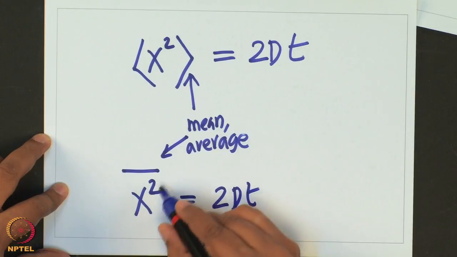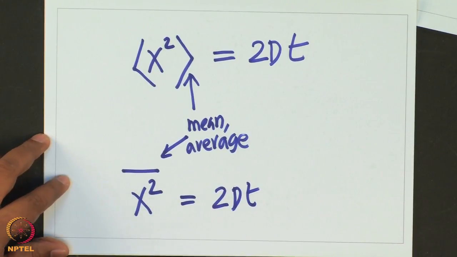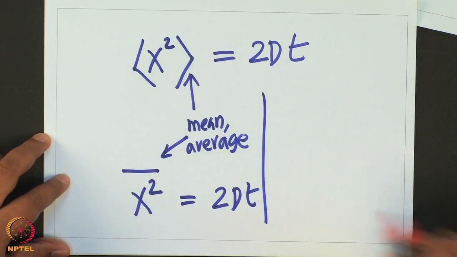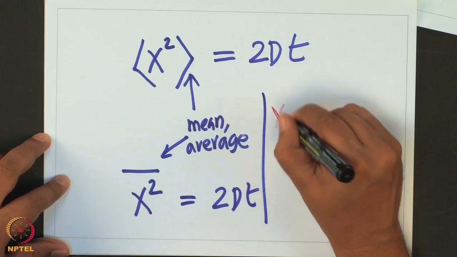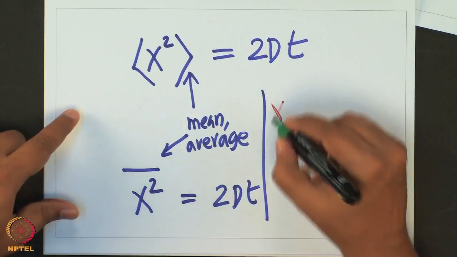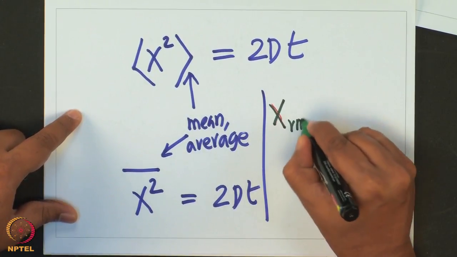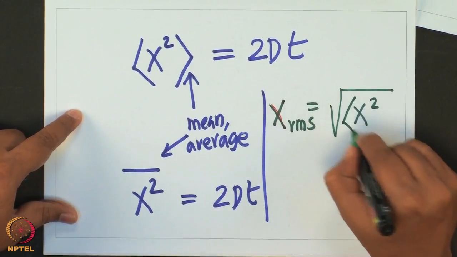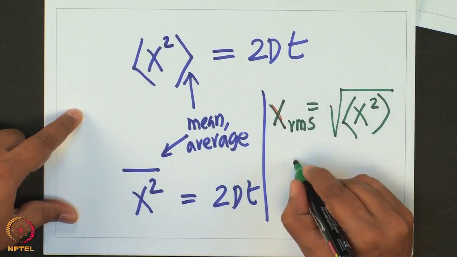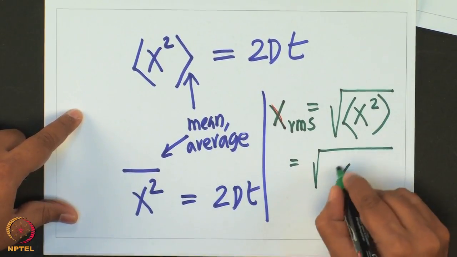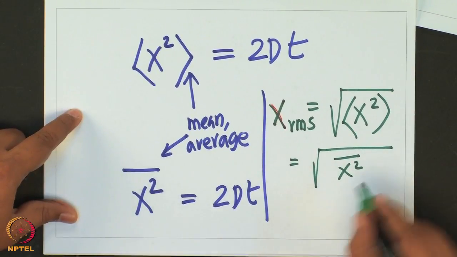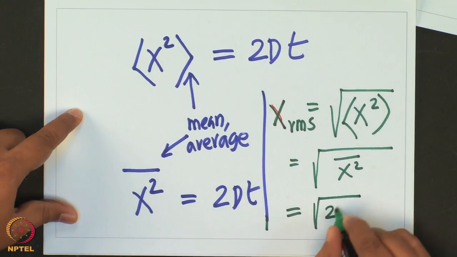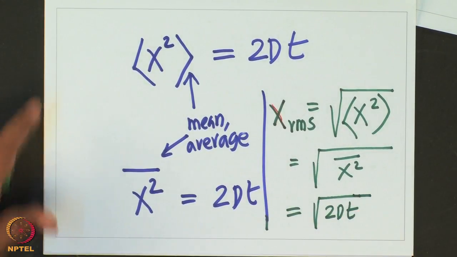It's important to remember that x square is proportional to time. The root of this is called the x RMS, the RMS distance, the root mean square distance. So I find the root of the mean of the square. In other words, some places it will be written as x square bar like this, which would of course be the root of this. It will be the square root of 2Dt.